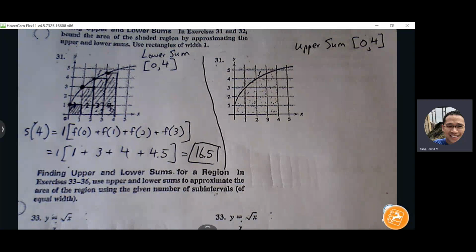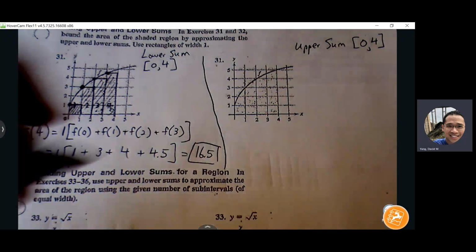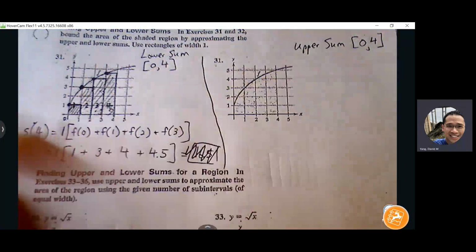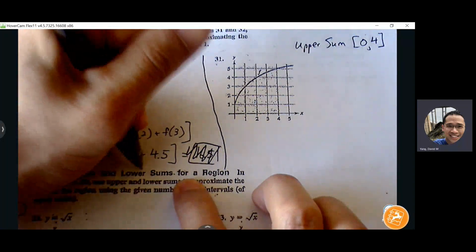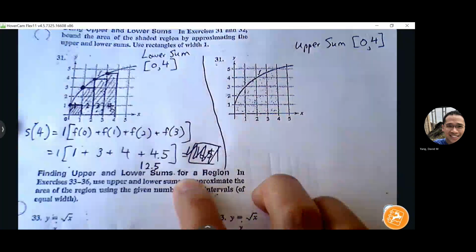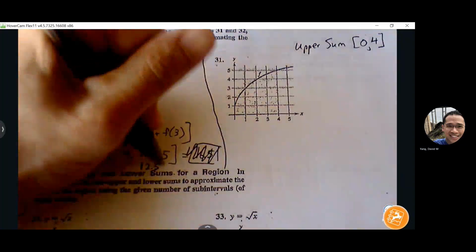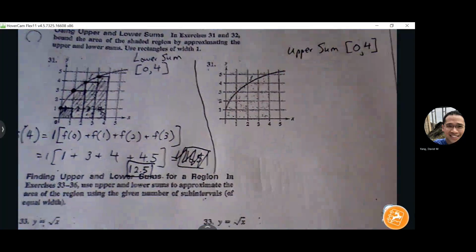Oh, did I get that wrong? Sorry, I did the upper sum first on my key. I got these two mixed up. Yep, you're right, 12.5. Thank you. 16.5 is going to be the upper sum.